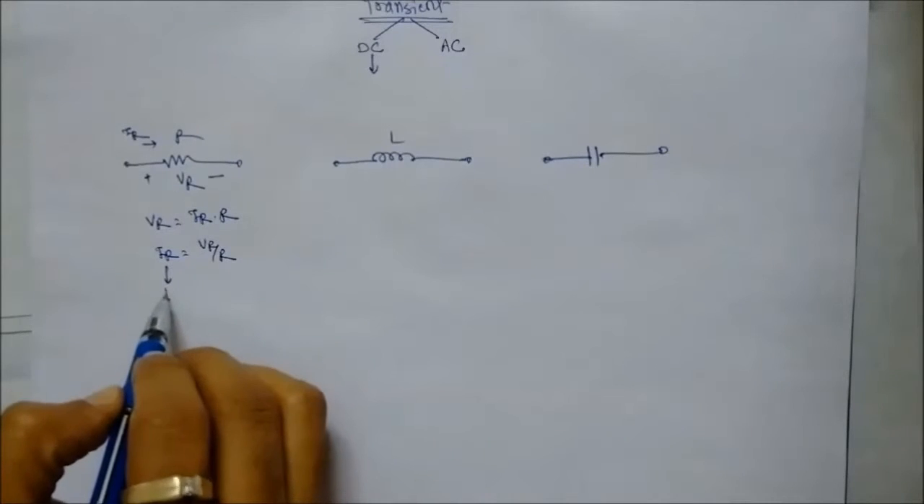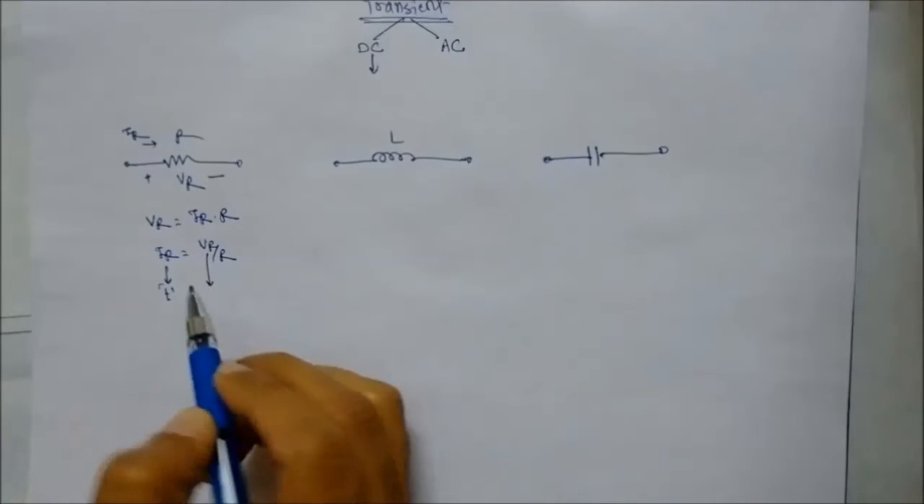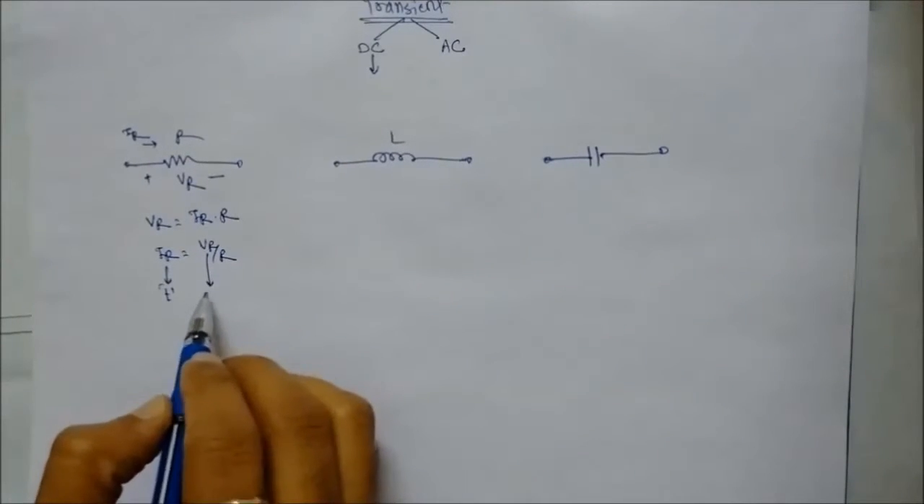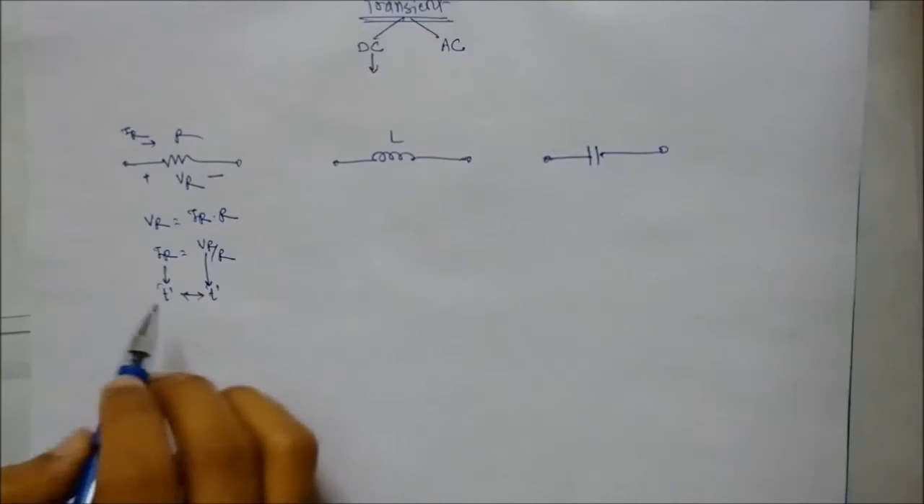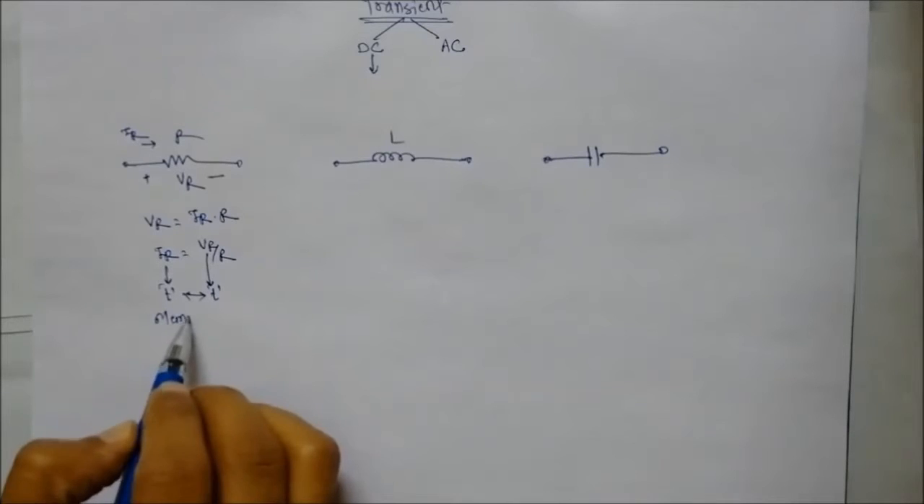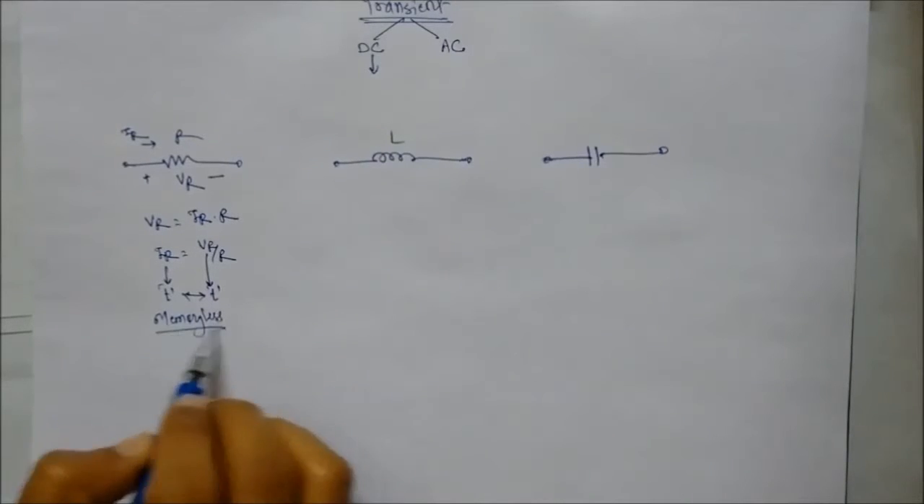That means at any time instant t, the current through the resistance depends on the voltage across the resistance at that time instant t only. That means it is a one-to-one correspondence. That means the resistor does not store any information in it. So it's a memoryless element.